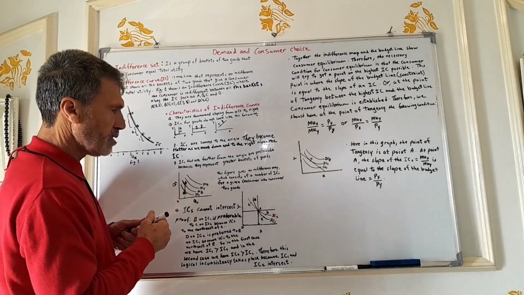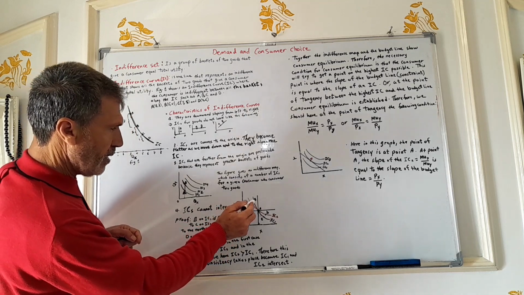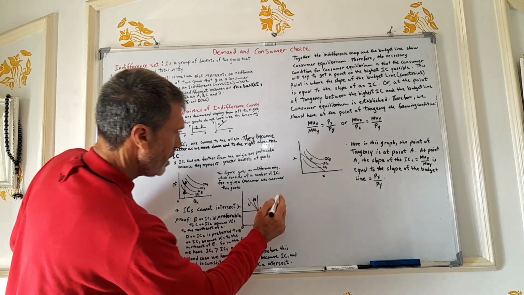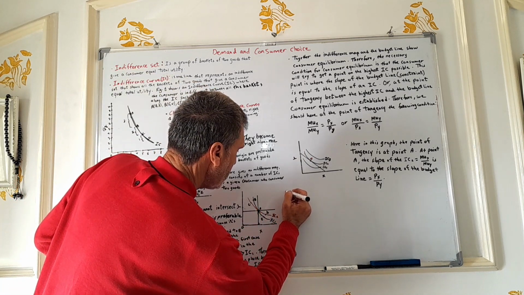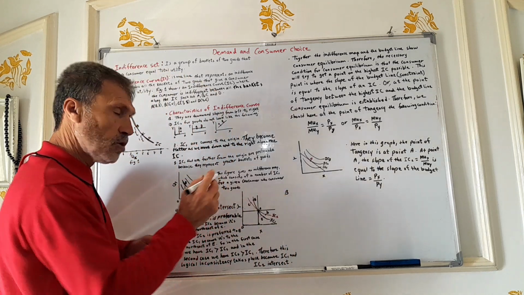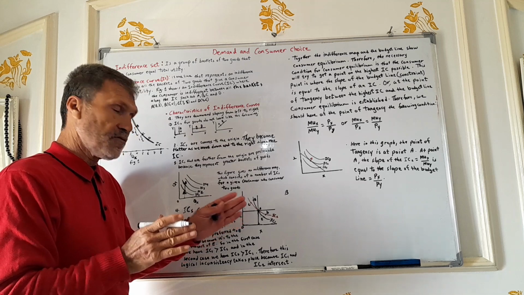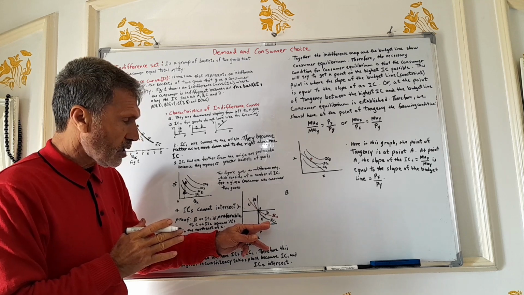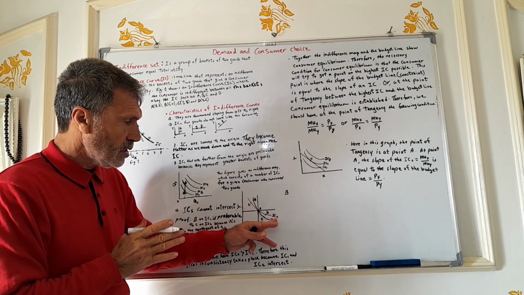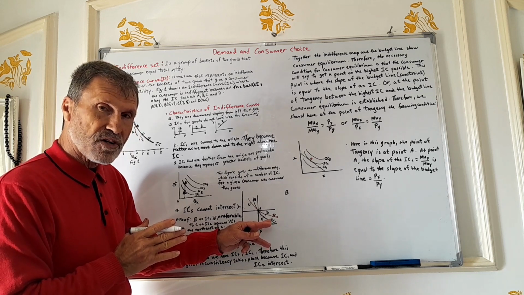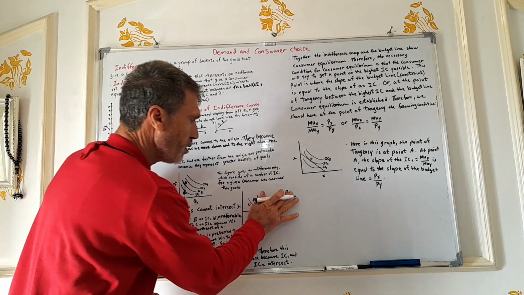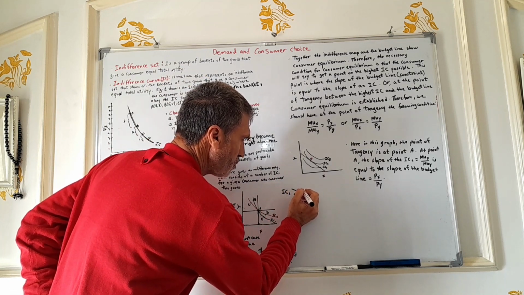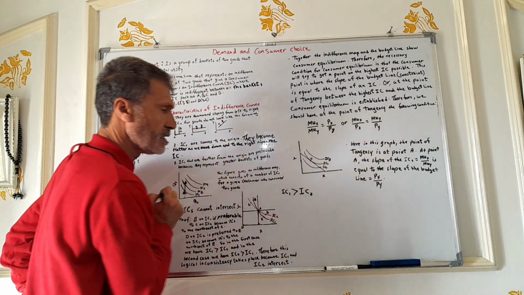So what does that mean? Here B, of course, is located to the northeast of C. Therefore, B is preferable to C. But B is located on IC1, and C is located on IC2. Therefore, IC1 is preferable to IC2. That is the first case.